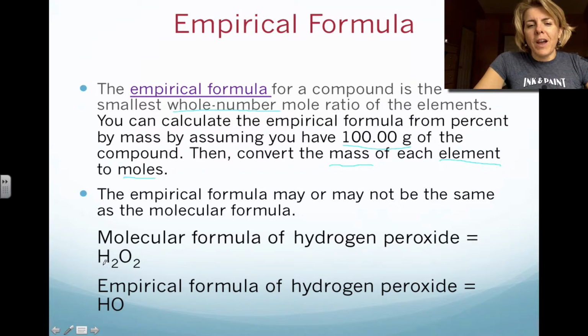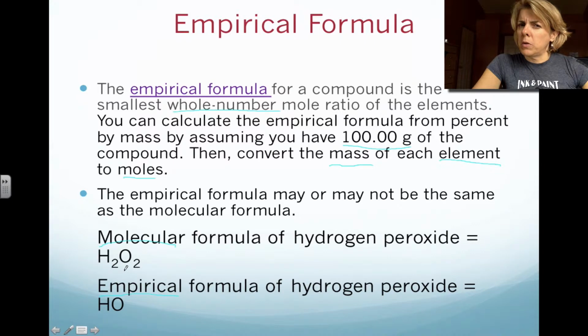Here we have hydrogen peroxide, which is H2O2. And notice that its molecular formula is much different from its empirical formula. Its empirical formula is the smallest whole number ratio. Here, the molecular formula is not the smallest whole number ratio.